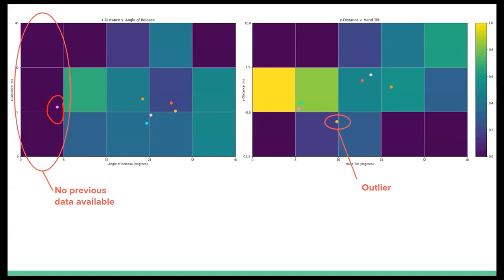And for all these other points with the angle of release and x distance, we saw that they didn't really follow the trend, which just further proves that force may have been a more significant factor that we just could not measure. And moving on to hand tilt and y distance, we had one outlier here, but we saw that all the other points seemed to follow the trend that we noticed. And we thought it may have been more accurate to say that hand tilt affected y distance more.